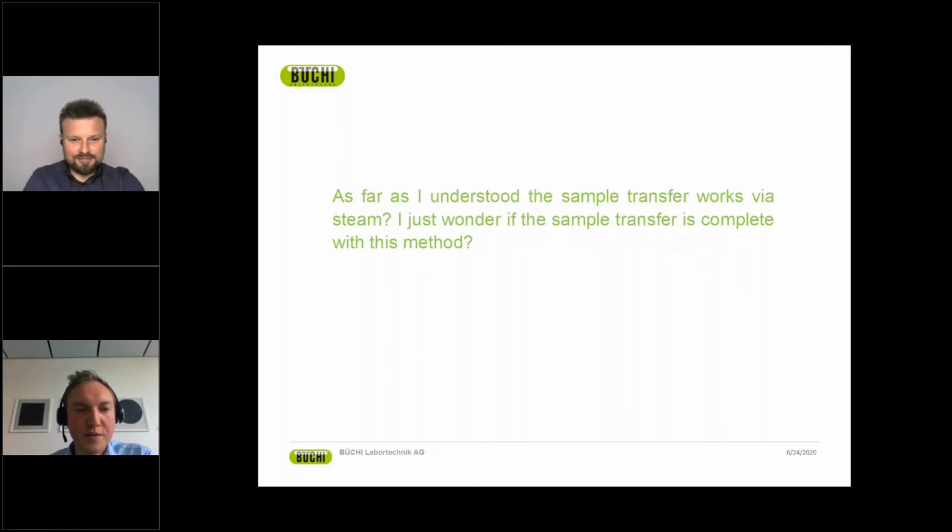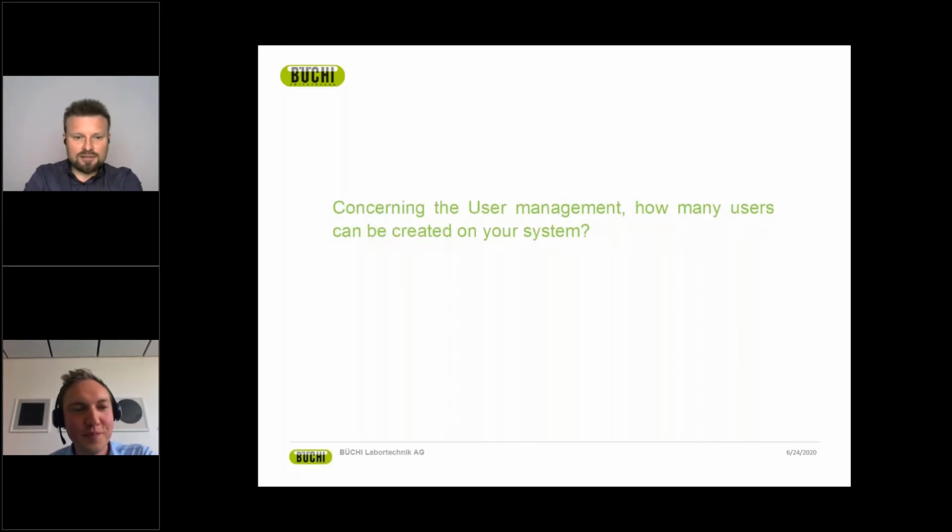And another question is here. As far as I understood, the sample transfer works via steam. I just wonder if the sample transfer is complete with this method. Yes, it is working with steam, and you have basically the steam going through the auto sampler and transferring your whole sample to the distillation unit. This is being done throughout the whole steam distillation for many minutes. So in this case, you have a complete transfer of your sample, and in the end, the glass of the auto sampler will be completely clean. So you don't have to clean it anymore. It's a full transfer. Great.